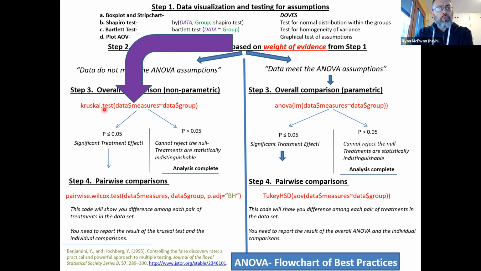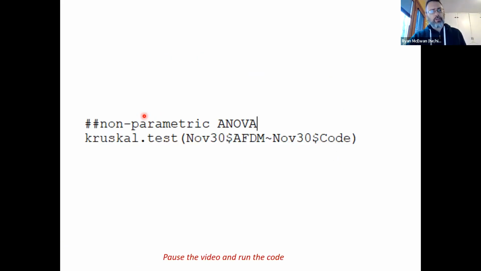The next step is kruskal.test, data$measures, data$group. So it looks like this. The non-parametric ANOVA. Non-parametric means we're not worried about whether it meets the assumptions. So type the code, run the code.